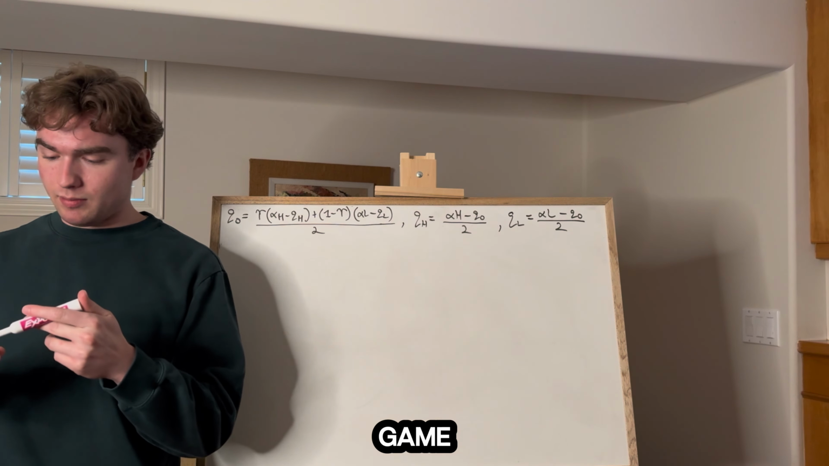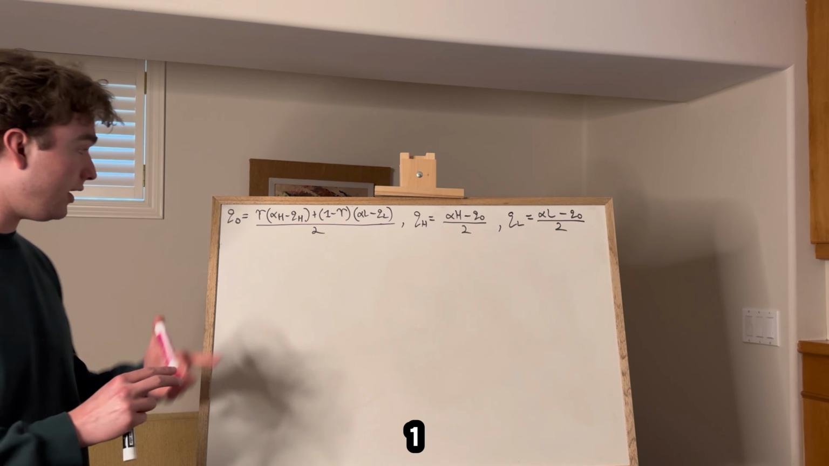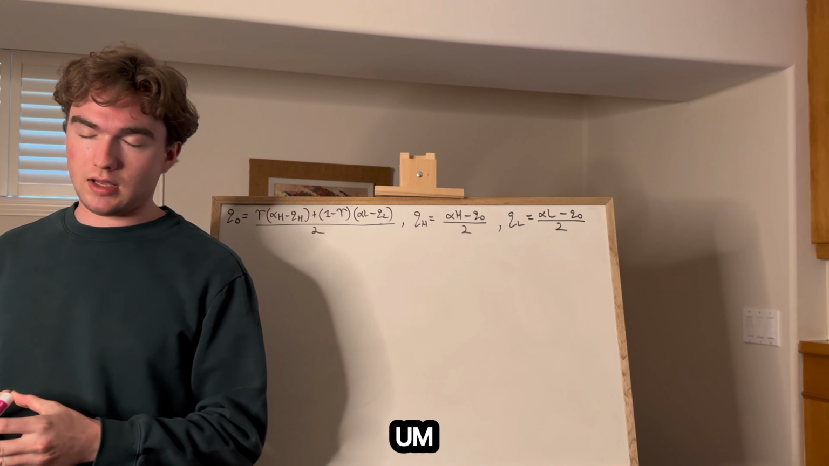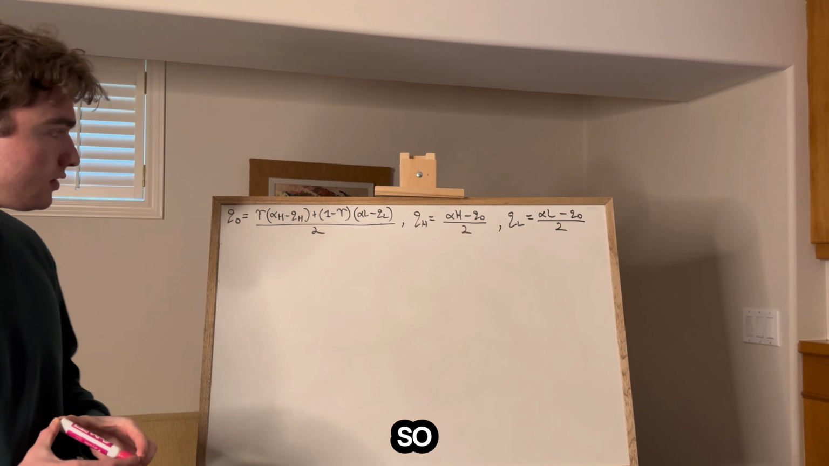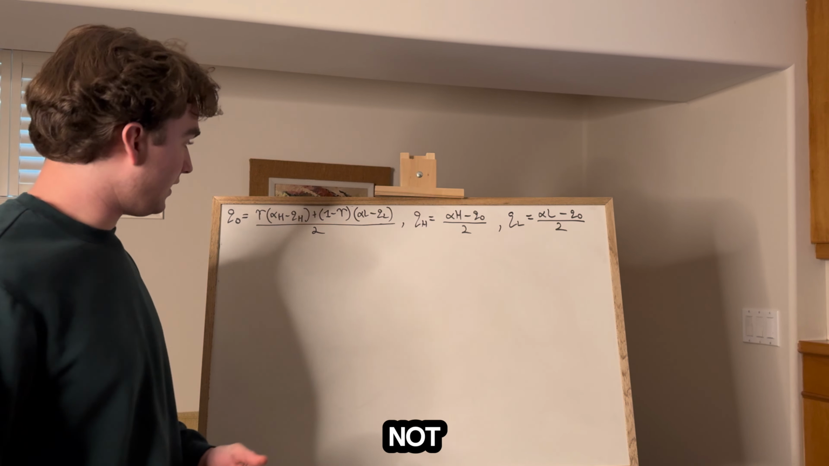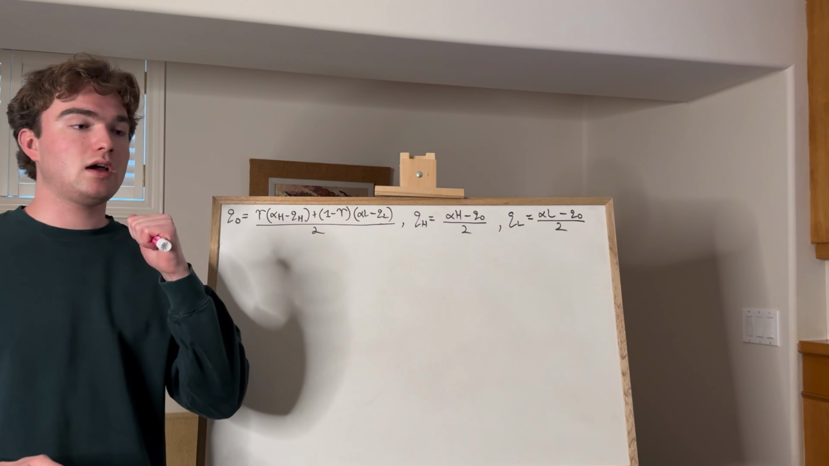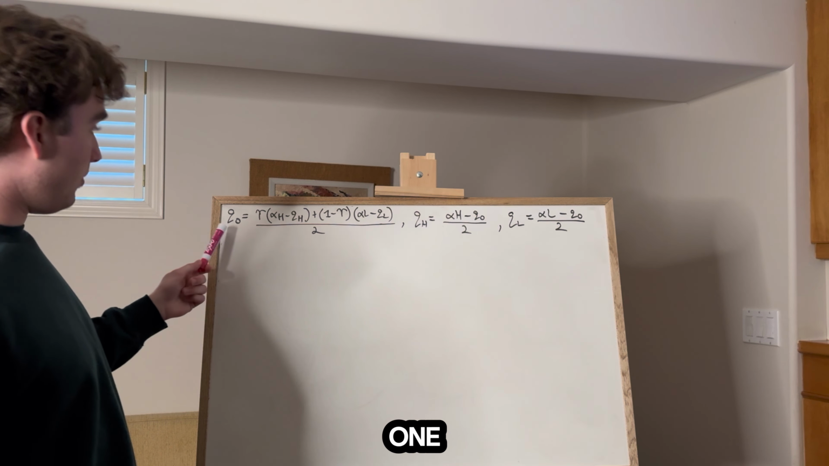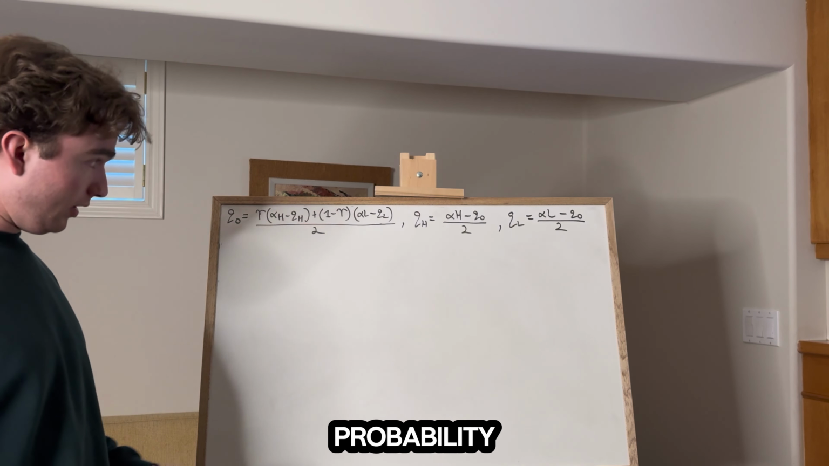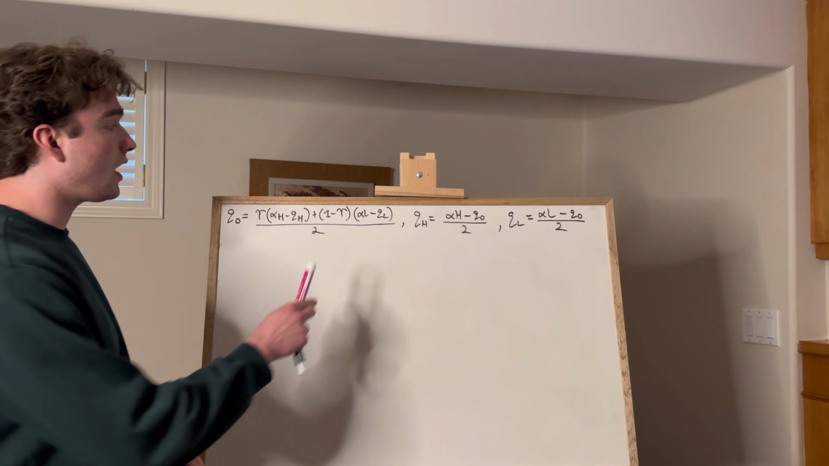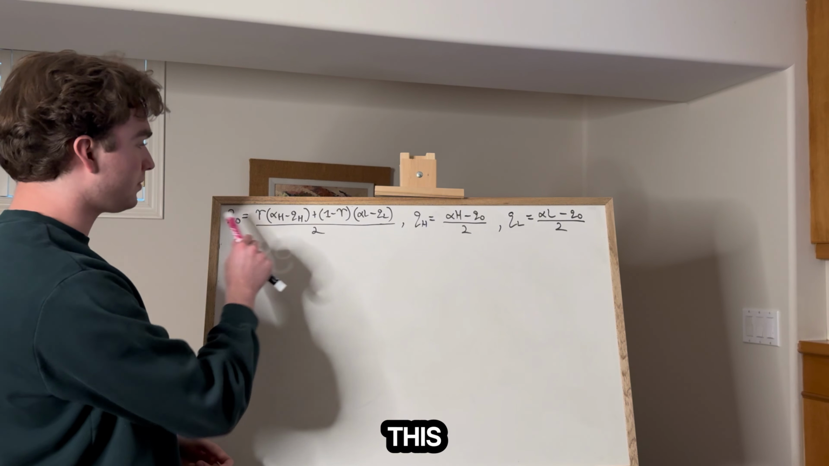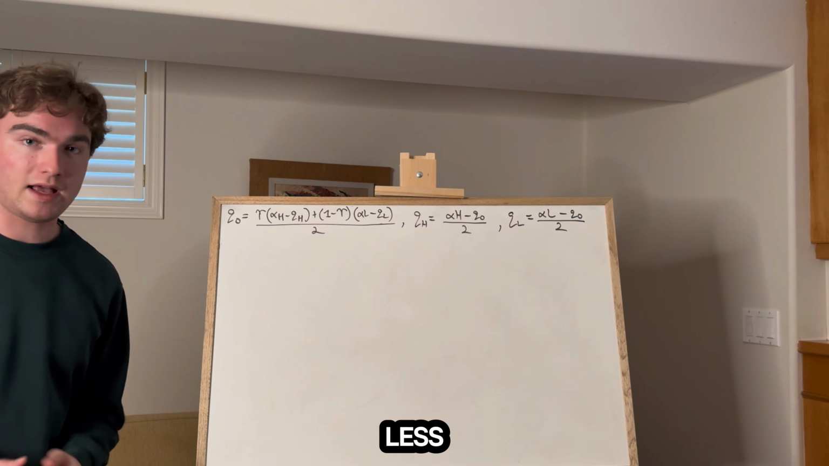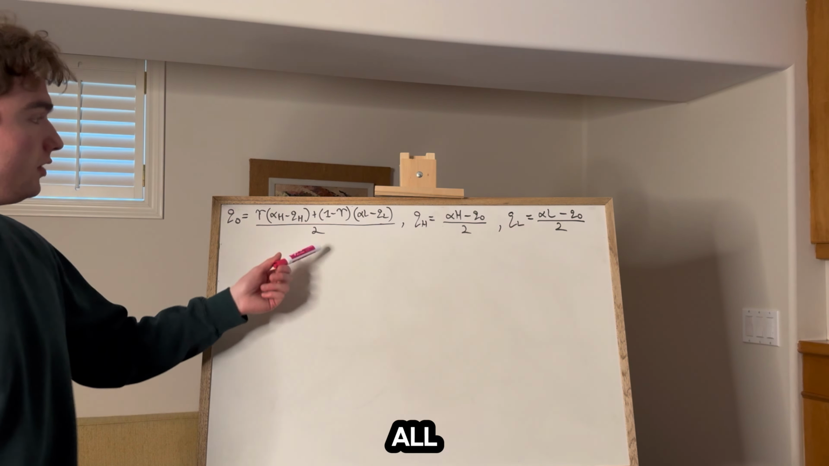In this game, there's two firms. Firm one, or player one, has imperfect information. So they do not know whether or not the demand is high or low. So firm one believes demand is high with this probability, and believes that it is low with one less the probability that it's high, all divided by 2.